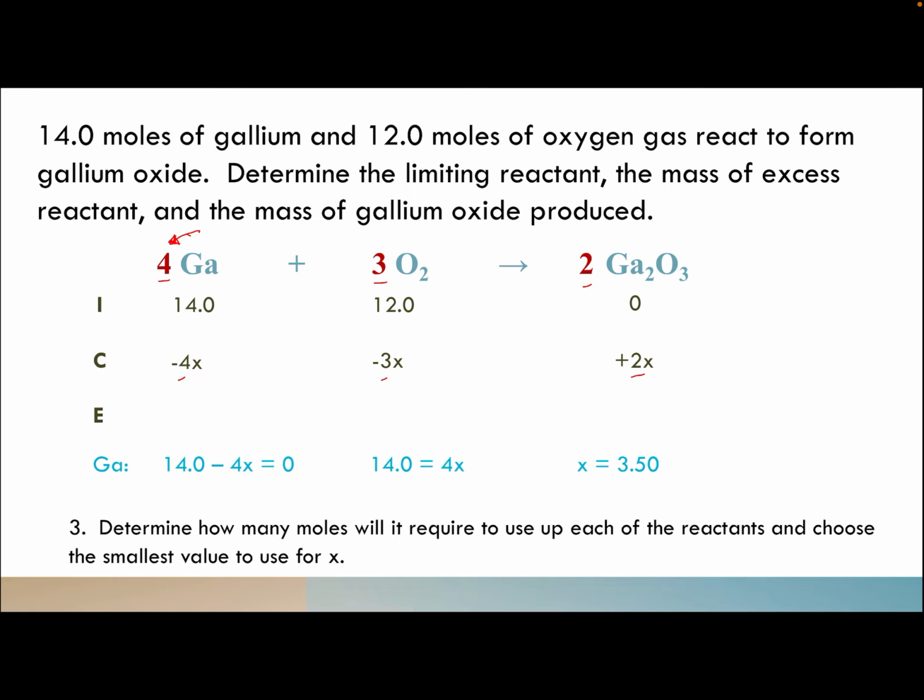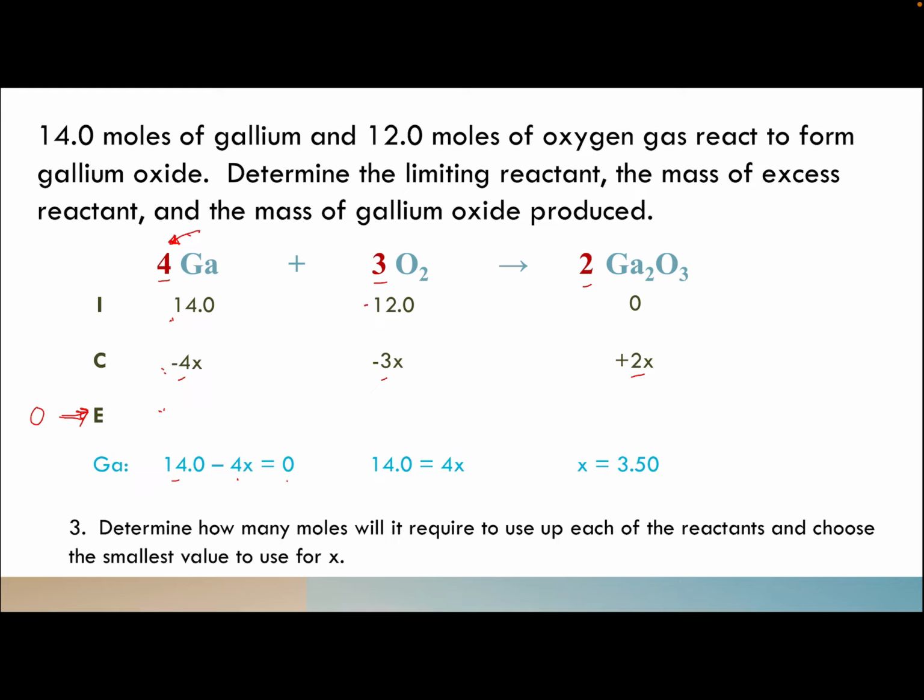Okay, now we're going to figure out, okay, what might x be? So to determine the limiting reagent, we're going to assume that our E line is 0 for each one, which means that 14.0 plus a negative 4x equals 0. So that's what I have here. 14.0 minus 4x equals 0. So that's just adding this down, assuming our equilibrium line is 0. Okay, so then we will rearrange that to solve for x. We add 4x to both sides, we divide both sides by 4, and we get x is 3.50.